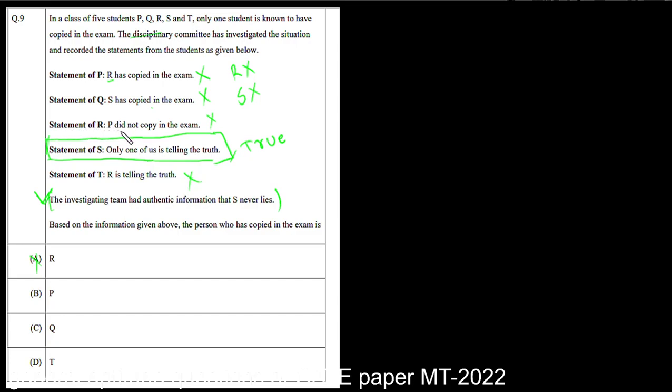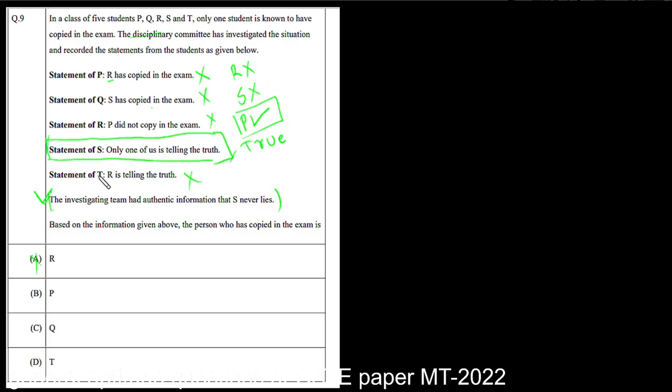The student R says P did not copy in the exam. Now this statement is false, which means we have to reverse it. This statement is false, so the opposite of this must be true. The opposite of this statement is nothing but P has copied in the exam. So we can say P is the student that has copied in the exam.